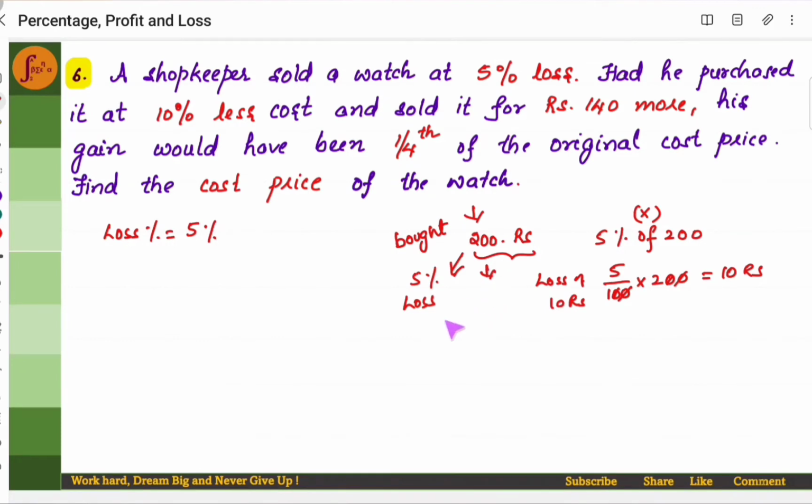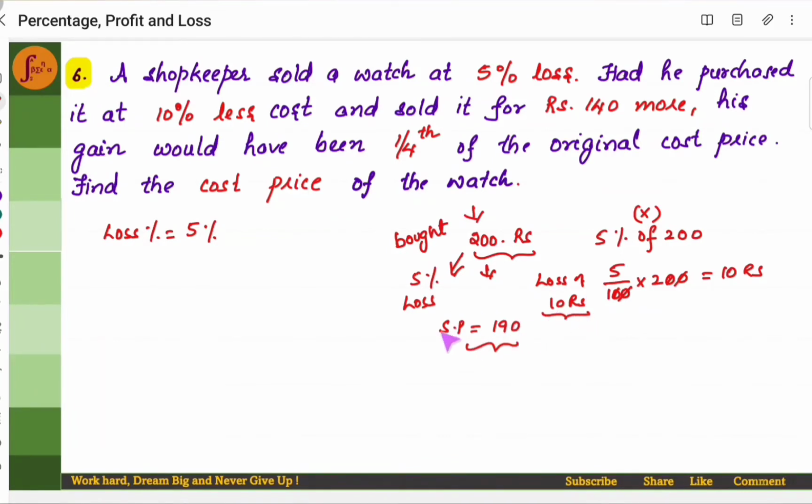Therefore, what is the selling price now? 190 rupees, because he went through a loss of 10 rupees. He bought it at 200 rupees. He sold it at 190 rupees. He got a loss of 10 rupees.